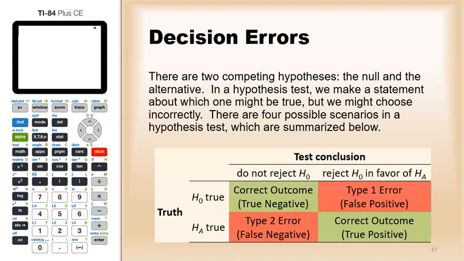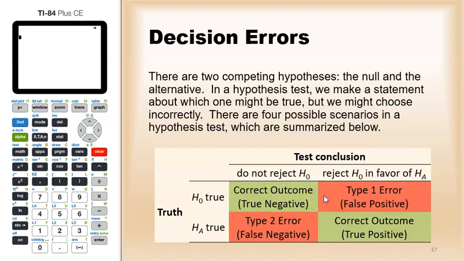Anyway, we have two competing hypotheses, the null and the alternative. In a hypothesis test, we make a statement about which one might be true, but we might choose incorrectly. So there are 4 possible scenarios for a hypothesis test, as we summarize here. Right here in the upper left, that's where the null hypothesis is true, and we don't reject it. So essentially, we think the null hypothesis is plausible. That would be a correct outcome.